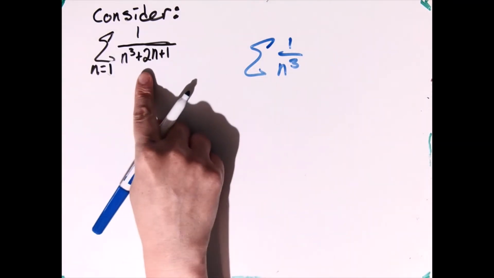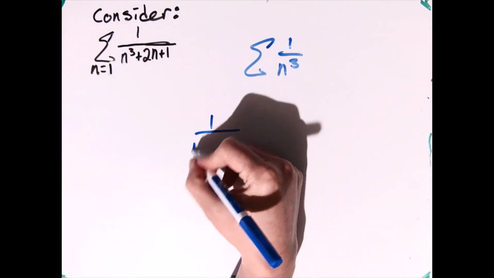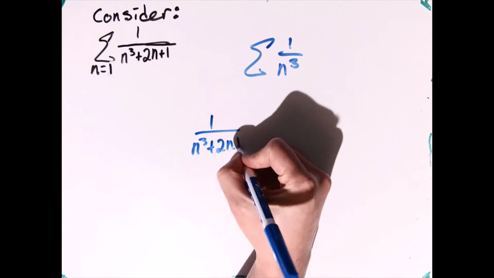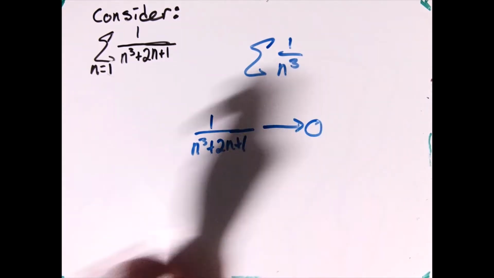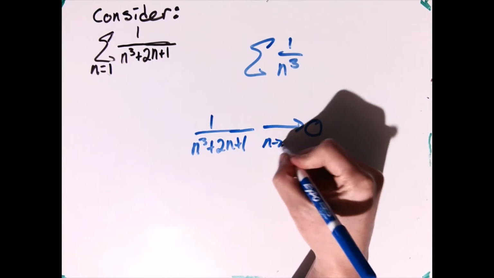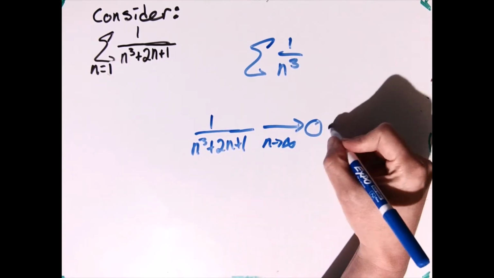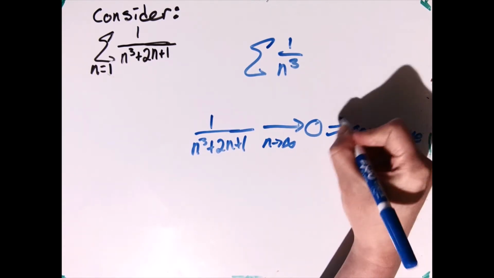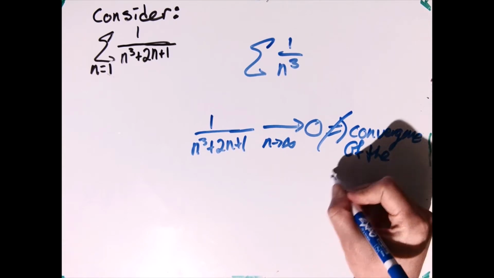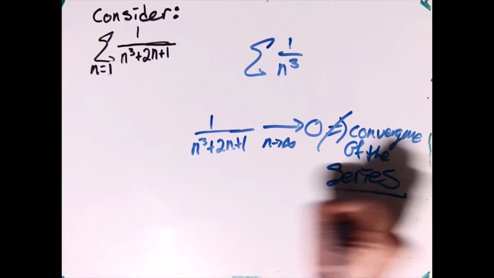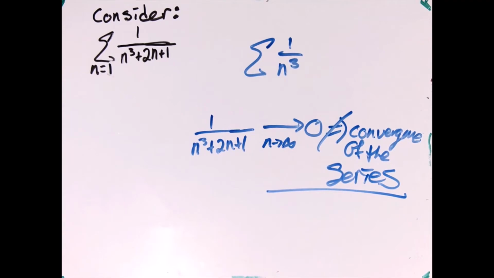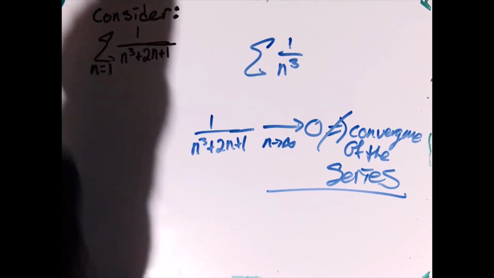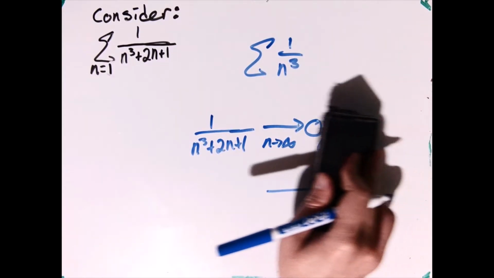Like, it's true that this goes to 0. You can easily prove this. Sure, that's easily proven, but this does not imply convergence of the series. Yes, the terms, the sequence converges, but that's not enough to give you series convergence. Remember the harmonic series, right?